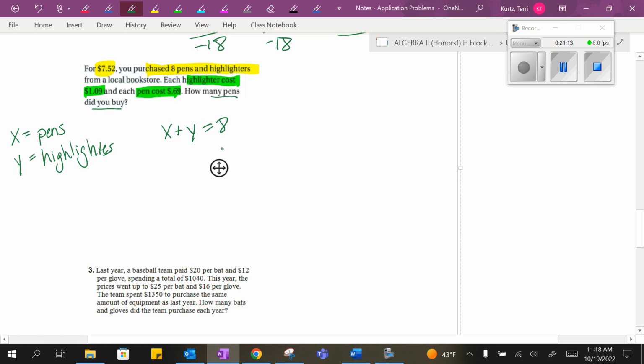We spent a total of $7.52. And here you do have to be careful about the order they tell you information in. So be careful, the way you made your variables over here may not always be the order that they're giving you information. So here we say each highlighter costs $1.09. So that is our y value, 1.09y, and each pen costs 0.69.